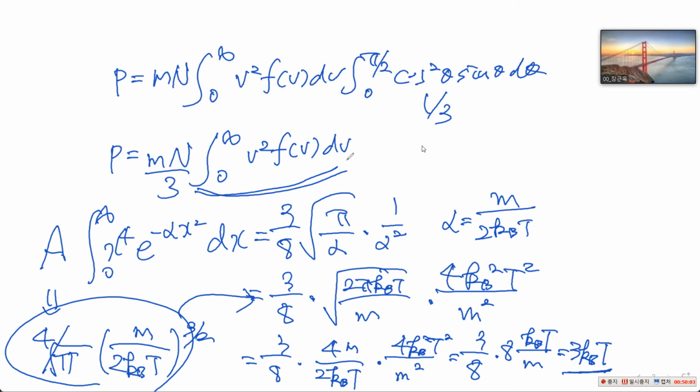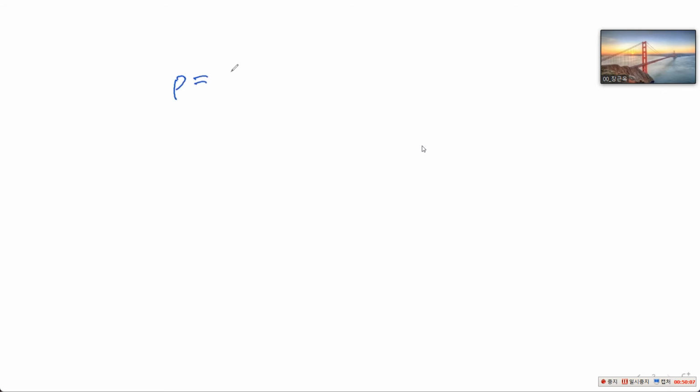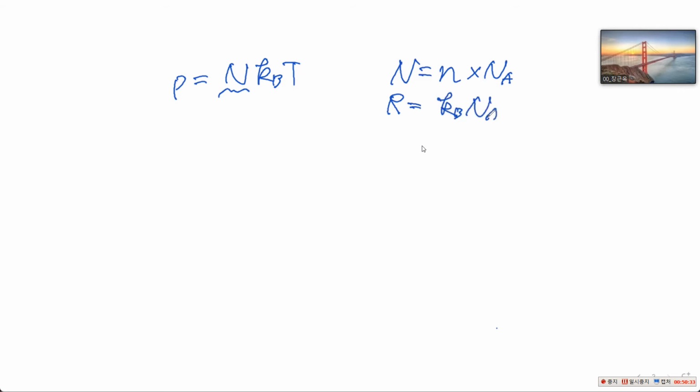So we get the result 3 kBT. So as Yongse says, P is now N kBT. N is the number of particles, right? N is given by the number of moles multiplied by the Avogadro number, right? And R equals kB NA. By those means, let's see whether there is a problem. P equals n NA kBT. Okay. It seems the V term is missing here, and Yongse is right. It can be given by P equals nRT. With this result alone, it is P equals nRT.